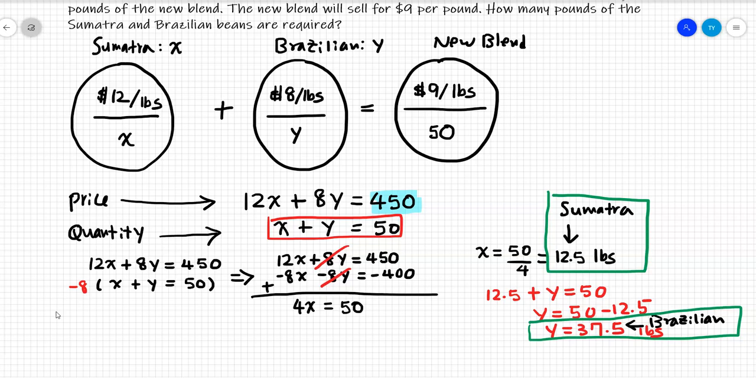So that's what we're going to do when you have the mixing problems. So mixing problems, you're always going to end up with the two equations. Usually the one equation is for the quantity, just the adding quantity, and the other equation is going to be expressing the price with the quantity. Okay, so that's going to be the one thing that we're going to have to look at. All right.